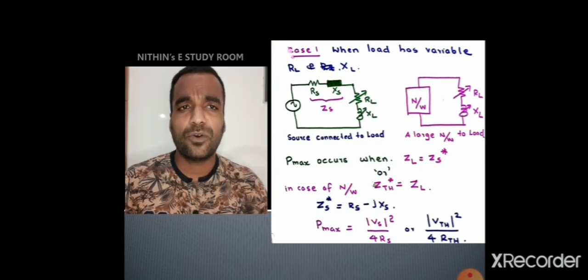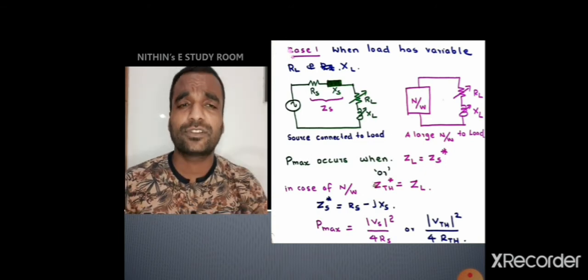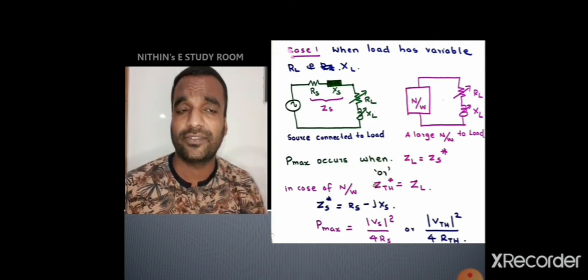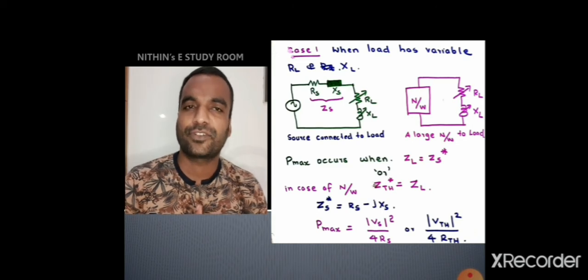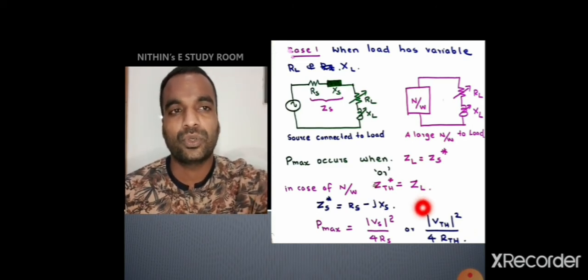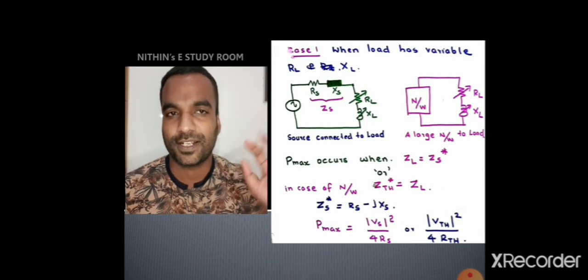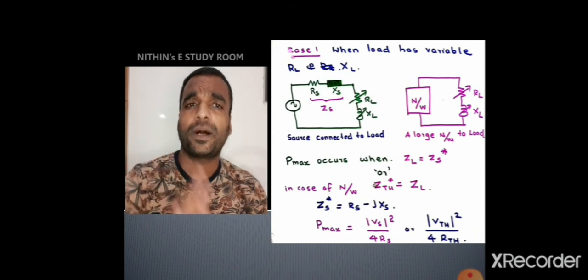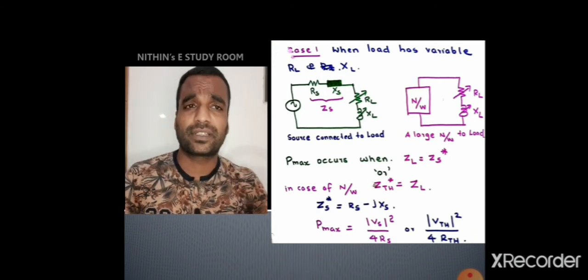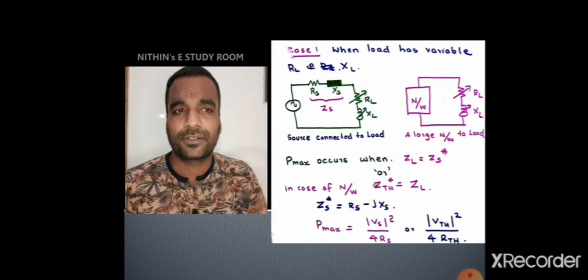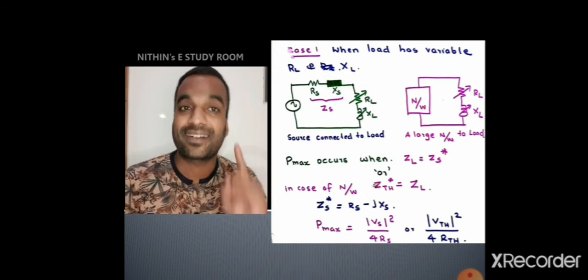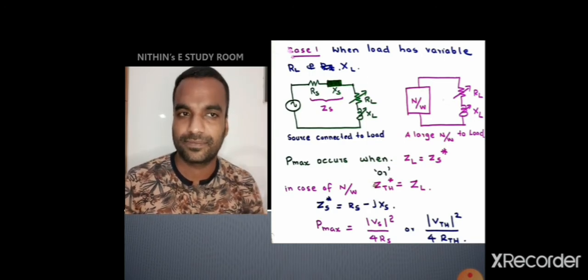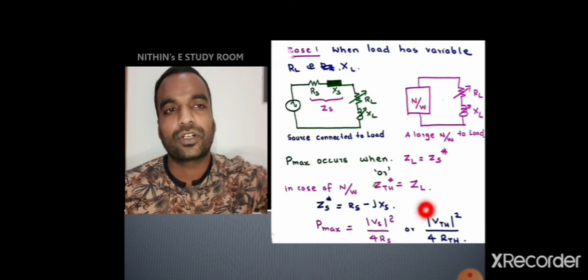Okay. Now, what is the equation of Pmax? In case of DC, the equation of Pmax was V Thevenin square by 4R Thevenin. Here also the equation is V Thevenin square by 4R Thevenin. Why? That is the important thing. If you are commenting about power, the maximum power transfer theorem deals only with active power. So who is delivering active power? Resistance. So in that equation, you have to consider only resistance. Don't go for reactance.